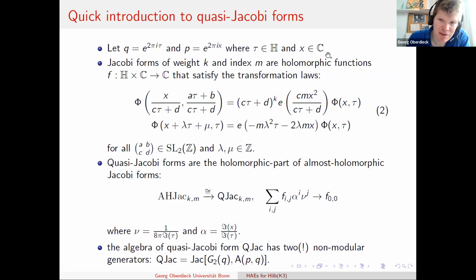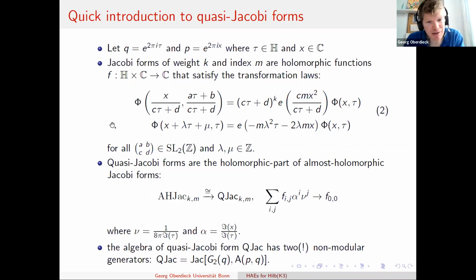The second one is maybe easier to understand. If x is an element in C, and you evaluate this function at x and at x plus a lattice point of your elliptic curve, then the ratio of these two values is given just by the exponential of a certain factor here. E of something stands for exp of 2 pi i of that something. The first one is really the crucial thing: it's what happens if you change your elliptic modulus tau by an SL2 transformation. And this is Jacobi forms. There's also a final condition about being holomorphic at infinity that I ignore here.